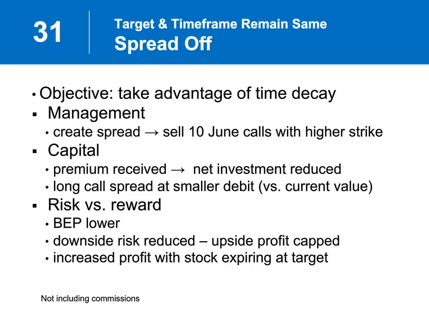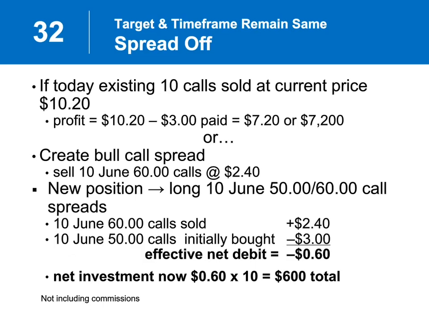We've still got a month to go, so these June 60s are certainly still going to have some value. So let's take a look. We still own the 10 June 50s. They're valued at $10.20. We paid $3. So potentially if we just turn around and sold them, of course that's a home run trade. You take in $7,200 profit. I think by anybody's estimation that's a home run.